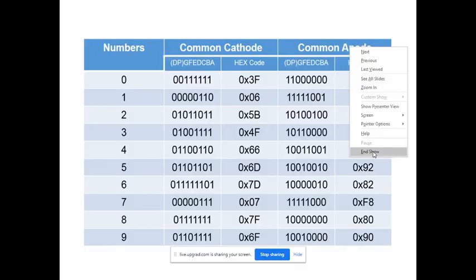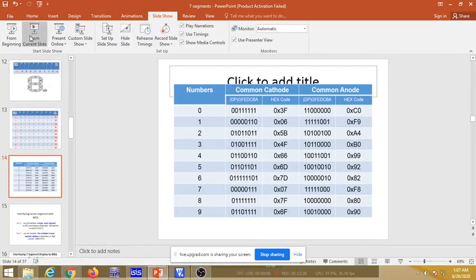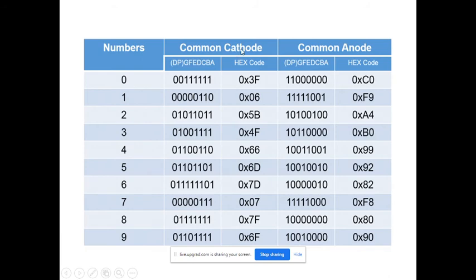Okay, I will explain the code also. Now this is the common cathode. For the number 0 you have calculated 3F. For 1 you have calculated 06. In this fashion you have calculated for all other numbers. This is for common cathode, whereas in common anode the exact contrast comes. Whatever is 1 becomes 0, and where there is 0 it becomes 1, and according to that you get the other hex code for common anode, the exact contrast of common cathode. Okay, because in common anode 1 means off and 0 means on.